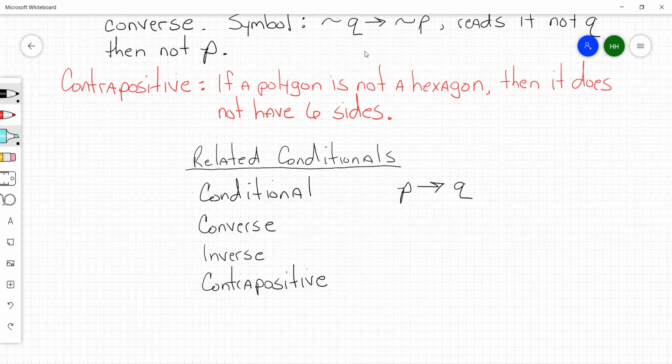If P, then Q is your conditional statement. You write your converse by switching the original hypothesis and conclusion. So we call it if Q, then P. We write the inverse by negating the conditional: if not P, then not Q. And we write the contrapositive by negating the converse: if not Q, then not P.